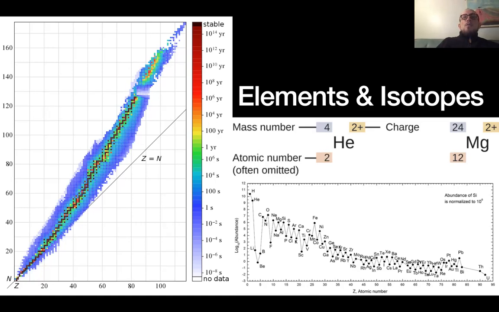And there are some nuclei that slowly decay. Those are indicated in the red on this diagram. And in the black, those are the ones, as far as we can tell, that never decay.